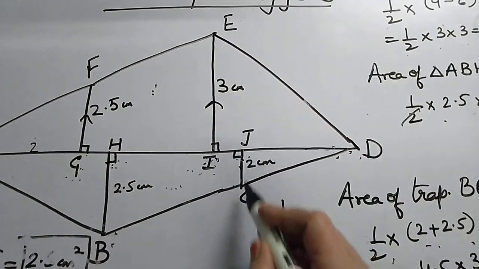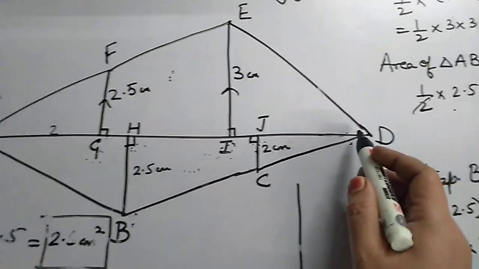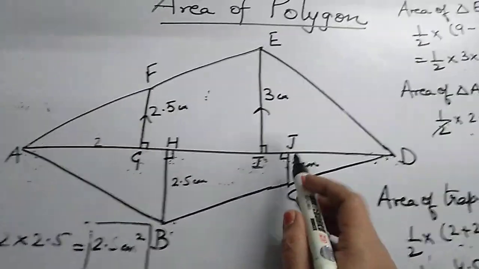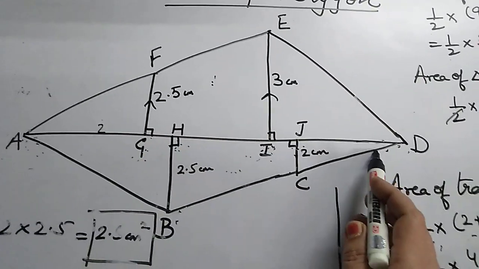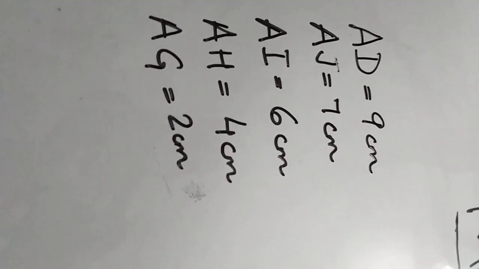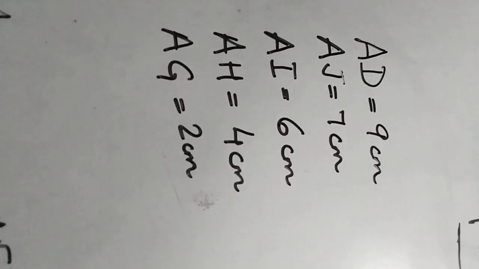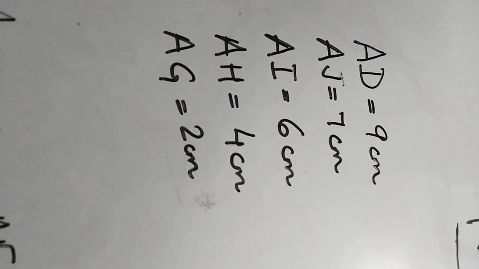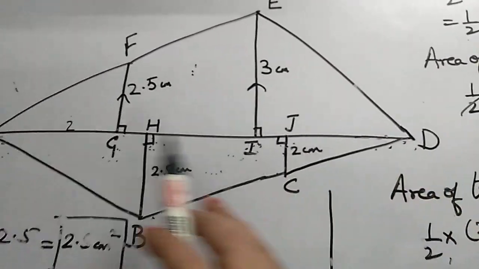Now last is this triangle JCD. We already know this base or height, you can call it a base or a height. Base is 2 centimeters and this will be how much? JD, how will you find? AD minus AJ. AD is 9 and AJ is 7. Please note down these dimensions are given: AD 9 centimeters, AJ 7 centimeters, AI 6 centimeters, AH is 4 centimeters, AG is 2 centimeters. All distances are starting from A. So it becomes very easy to calculate the distance.